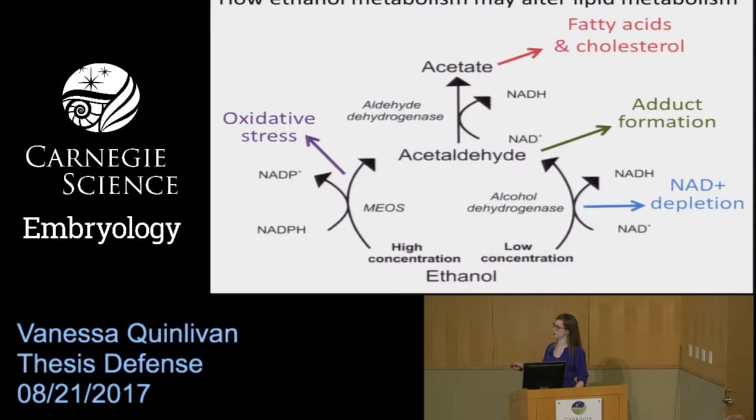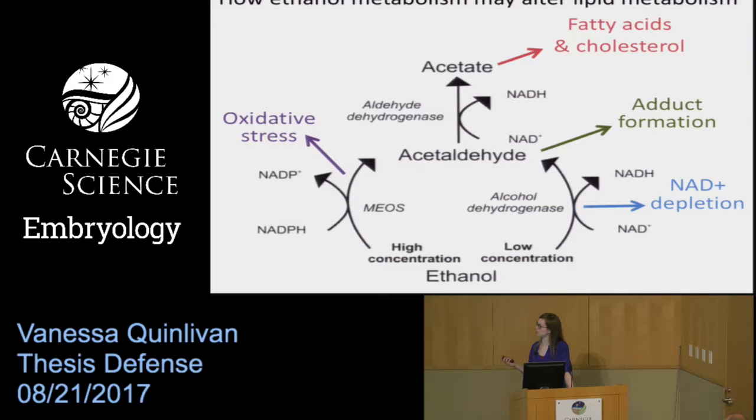So ways that this might damage cells: oxidative stress can cause widespread membrane damage, which could result in higher membrane turnover, so the cells would have to make more phospholipid to replace it. Acetaldehyde can also form adducts with various components of the cells, so it might be disabling the function of enzymes that are necessary for cellular function.